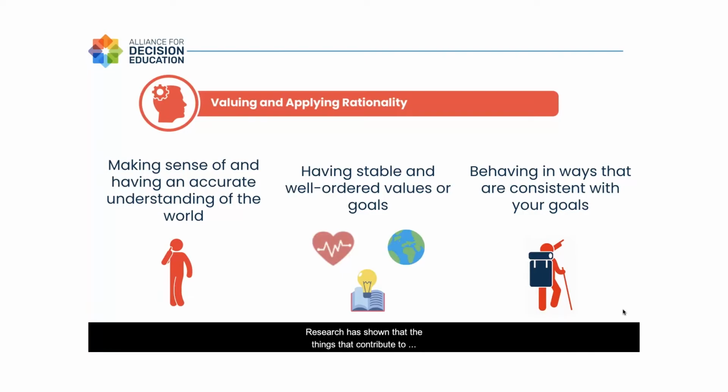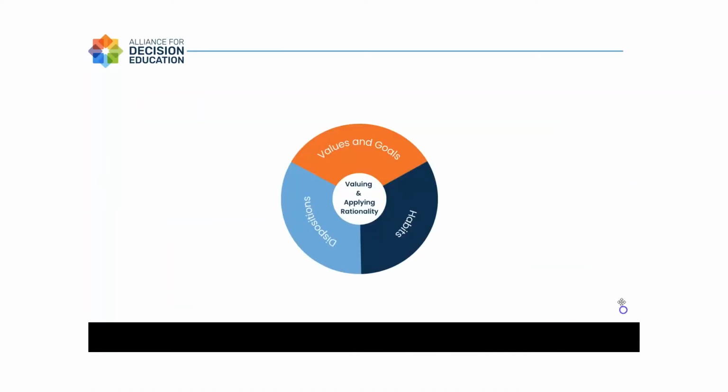Research has shown that the things that contribute to rationality can be taught. Things like developing and practicing metacognition, thinking probabilistically, understanding how habits are formed and can be changed, and knowing when and how to structure decision-making processes can help us to become more rational in the way we make decisions and form judgments. In this module, we will provide an introduction to the central components of valuing and applying rationality.